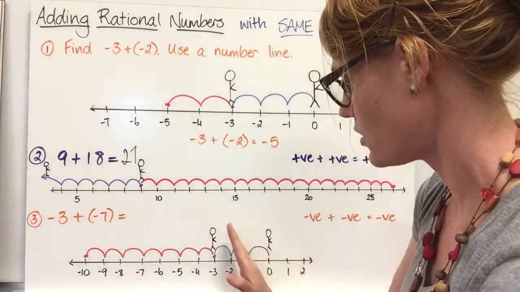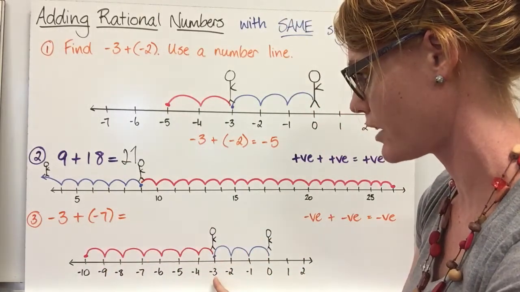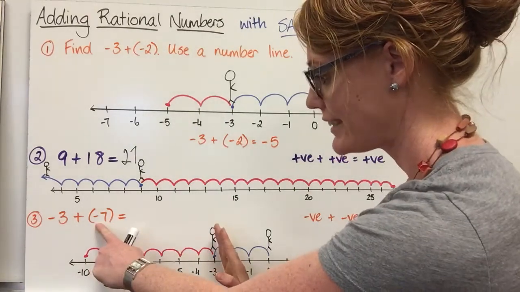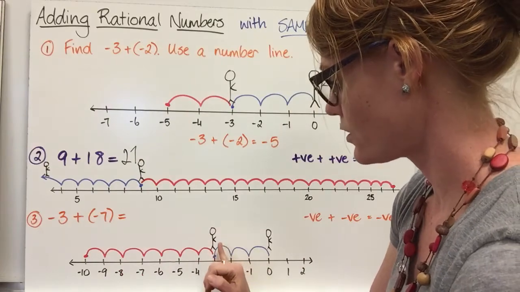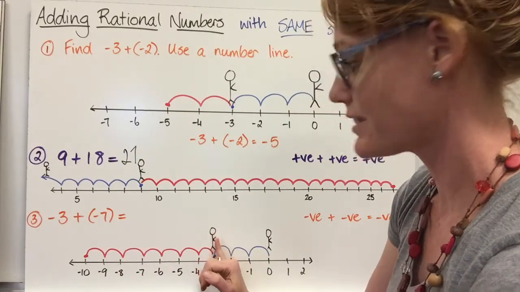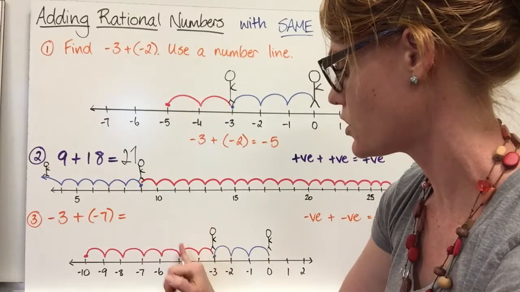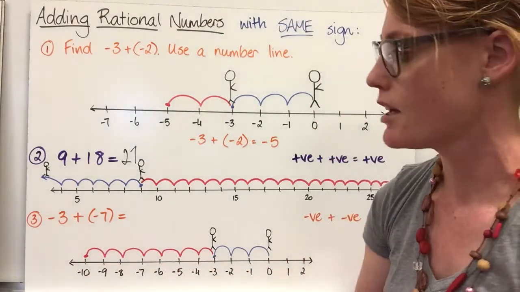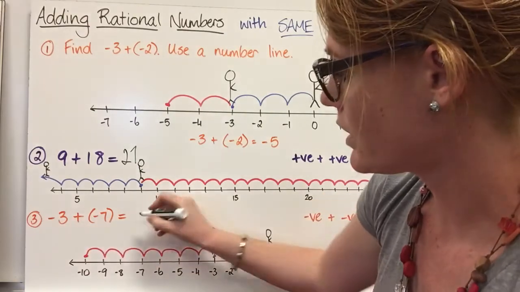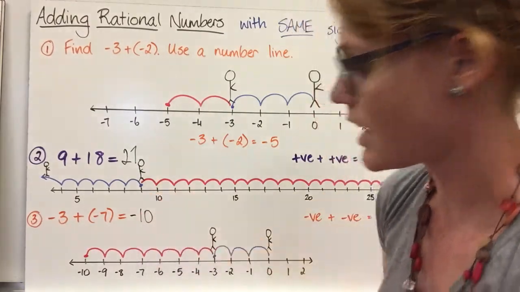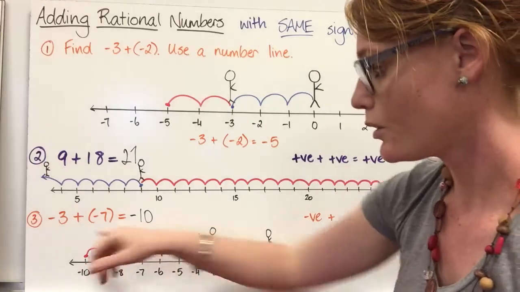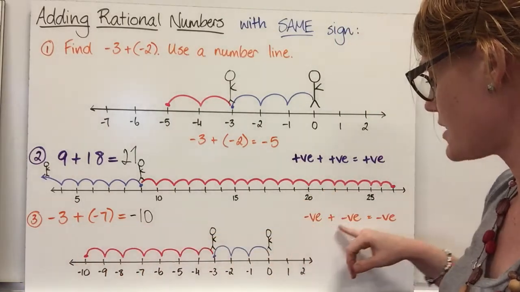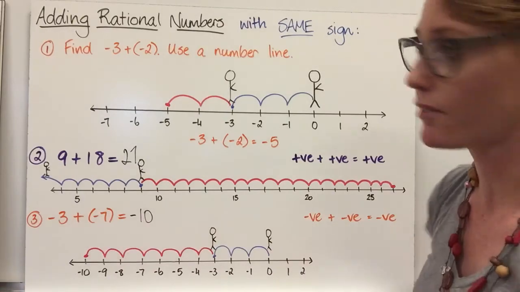So 1, 2, 3. We're walking backwards to -3. We're adding, so we're going to stay facing the same way. And then we're adding -7. So we're going to walk backwards 7 spaces. 1, 2, 3, 4, 5, 6, 7. And we get to -10. So -3 plus -7 equals -10. Another clue is we're adding a negative and a negative, and you know that a negative plus a negative should equal a negative.